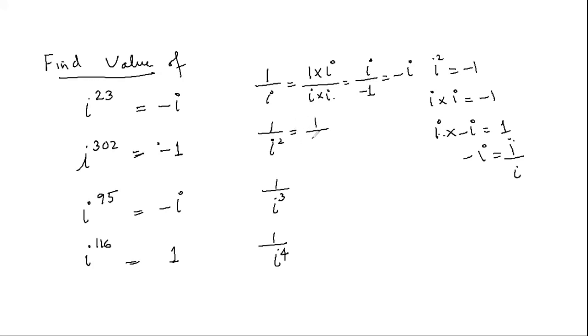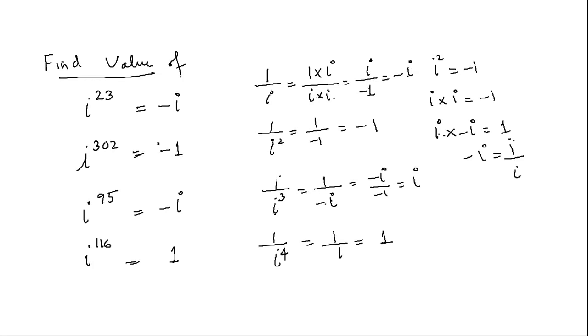1 by i squared, no problem, minus 1. 1 by i cubed is minus i. i cubed is minus i, and 1 by i is minus i. So minus will come two times, so it is positive i. So 1 upon i cubed is i. And this is upon 1. So the answer is 1.